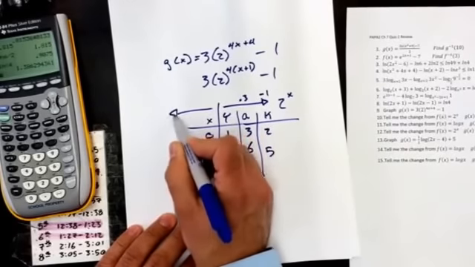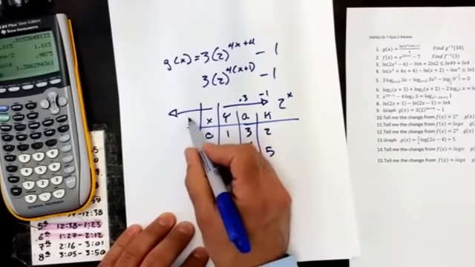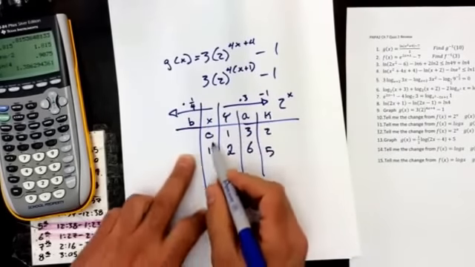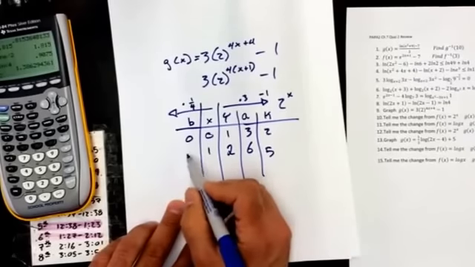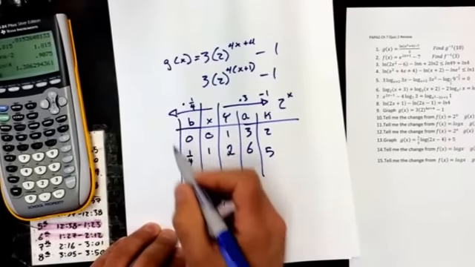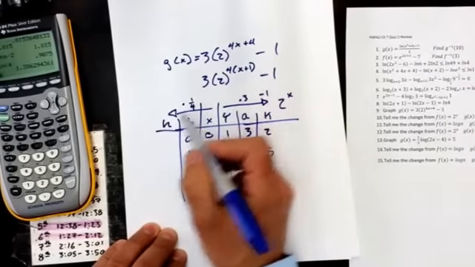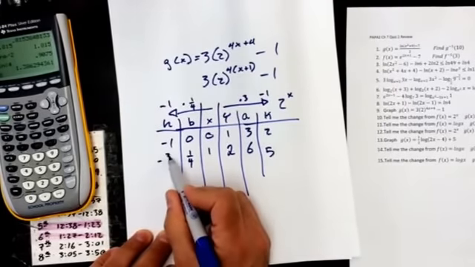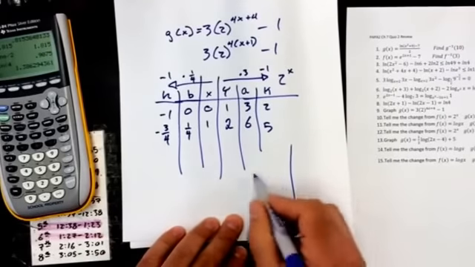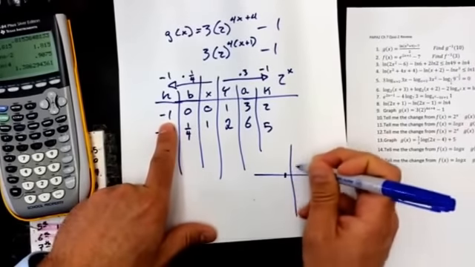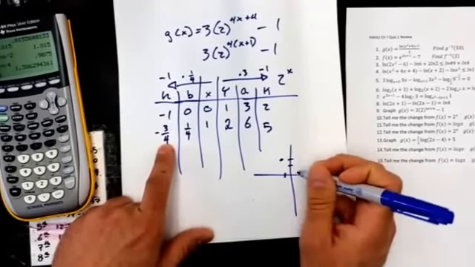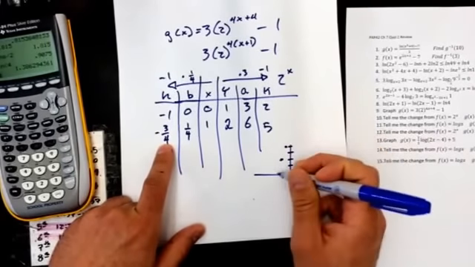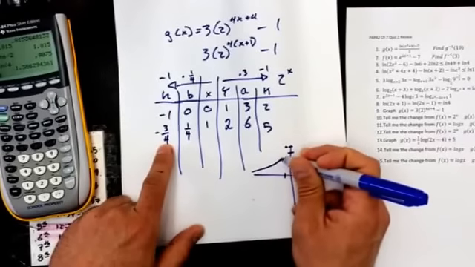Now over here, I'm going to do my b value. My b value is 1/4. So times 1/4. 0 times 1/4 is 0. 1 times 1/4 is 1/4. And then plus my h value. And h is -1. So 0 minus 1 is -1. 1/4 minus 1 is -3/4. Now I'm going to graph these new points. -1, 2. And -3/4, 5. So my graph must be going like this.